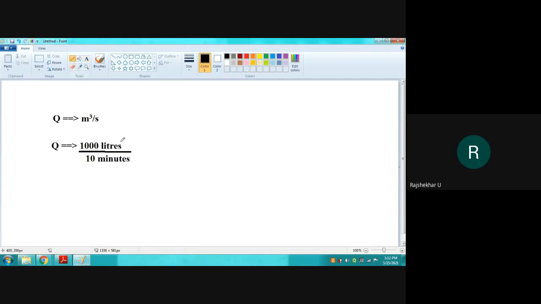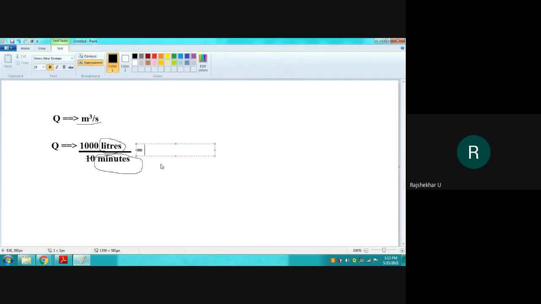If you convert liters to SI units and minutes to SI units, what unit do we get? We get meter cube per second again. Can anybody tell me the conversion from liters to meter cube? 10 raised to minus 3. Everybody agrees? So it is 10 raised to minus 3. So if I write, let's say, 1 meter cube, we will get 1 meter cube, no?